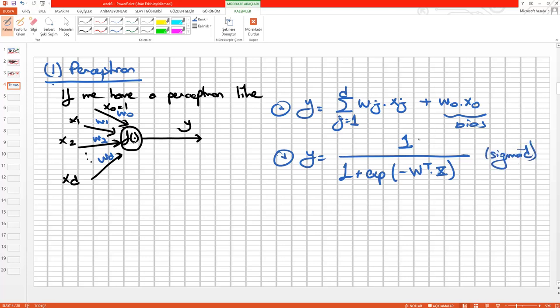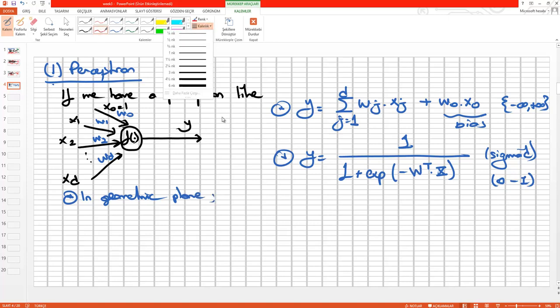What's the difference between the linear and sigmoid? In linear, the y can have values from minus infinity to plus infinity. But in the sigmoid function, values from 0 to 1 can be produced by using this function. Okay, this is the basic difference. But in geometry we have some other important relations.